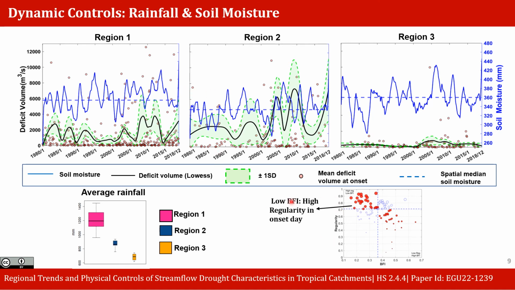Not only that, the BFI value also plays an important role. The base flow index sometimes helps us to sustain the drought events. What we found is that when the base flow index is high, the regularity is often lower. But when the BFI is very low, then the regularity of the onset of the drought is very constant and very high. So BFI is a catchment property, and it also shows how drought can be sustained throughout the time period.